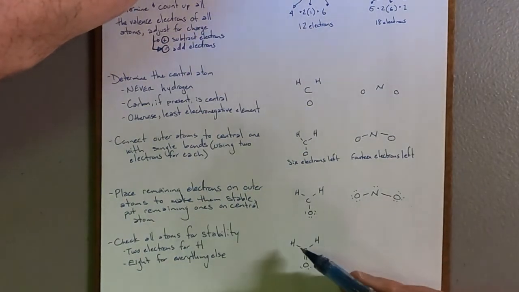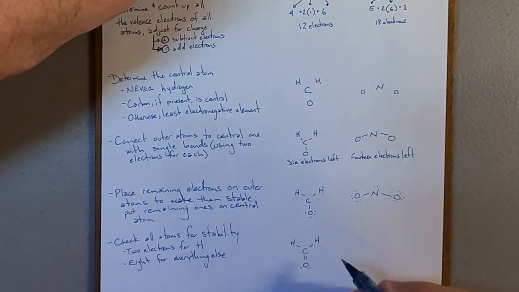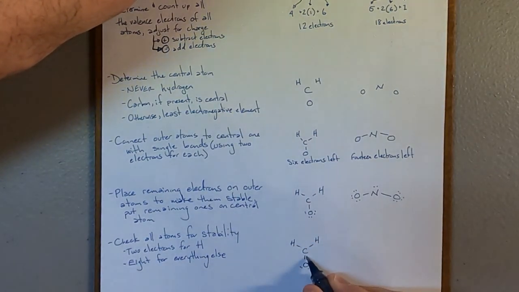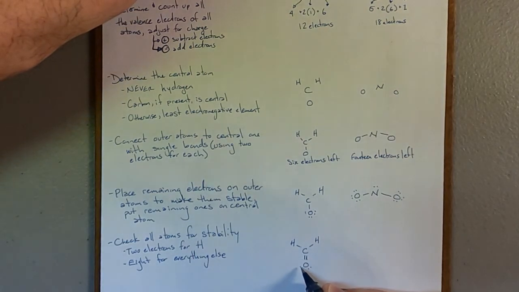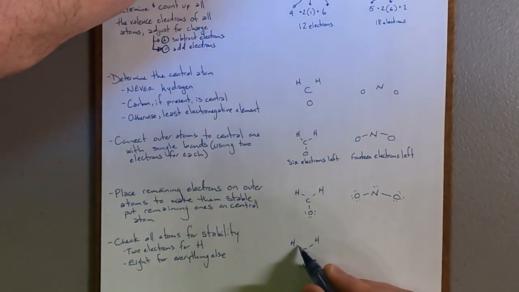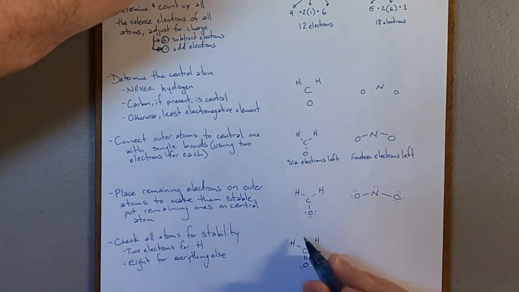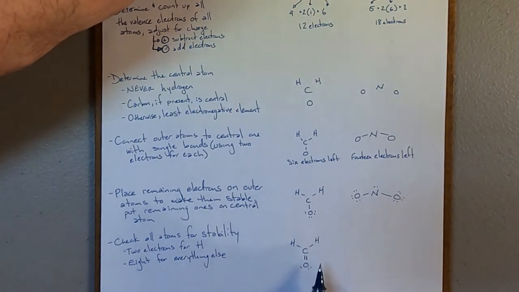And so you see now the hydrogen has a bond, which means it is connected to 2 electrons and it is stable. So is this one. The oxygen has 1, 2, 3, 4, 5, 6, 7, 8 electrons connected to it, and so it is stable. The carbon now has 1, 2 from this bond, 3, 4, 5, 6, 7, 8, and so it is now stable. And this is the correct Lewis dot diagram for formaldehyde.